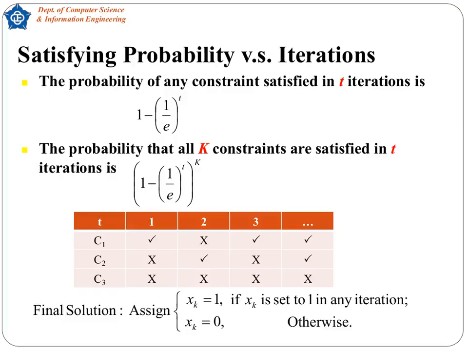To form our final solution, we take each decision variable x and set it to 1 if it was ever rounded to 1 in any iteration. Otherwise, we leave it at 0.